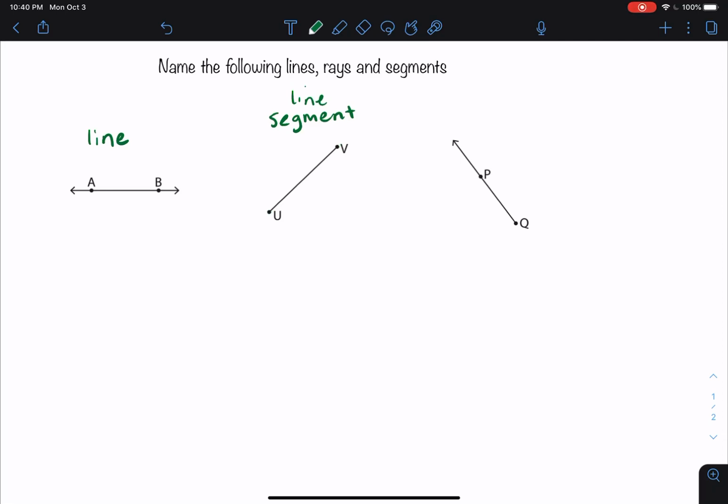And then a ray is kind of in between both, where there's 1 endpoint, but it extends to infinity in the other direction. So we can even think about it like a line has no endpoints, a line segment has 2 endpoints, and a ray has 1 endpoint. We can also think about it like a line extending to infinity in both directions, a line segment not extending to infinity at all, and a ray extending to infinity only in 1 direction.